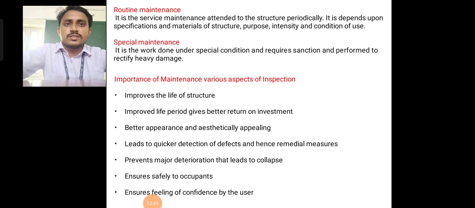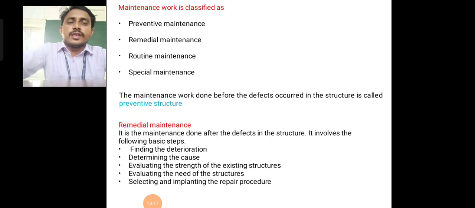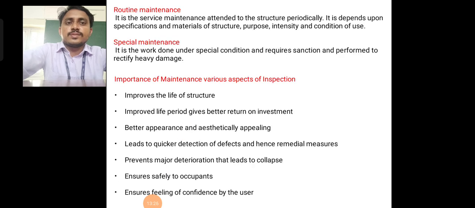And the last, the fourth one, is special maintenance. In special maintenance, only under special conditions, for major structures, it will be implemented on those structures to rectify heavy damages. If any structure has suffered heavy damages, based on the condition, we require special maintenance. So these are the four types of maintenance: one is preventive maintenance, second is remedial maintenance, third is routine maintenance, and fourth is special maintenance.